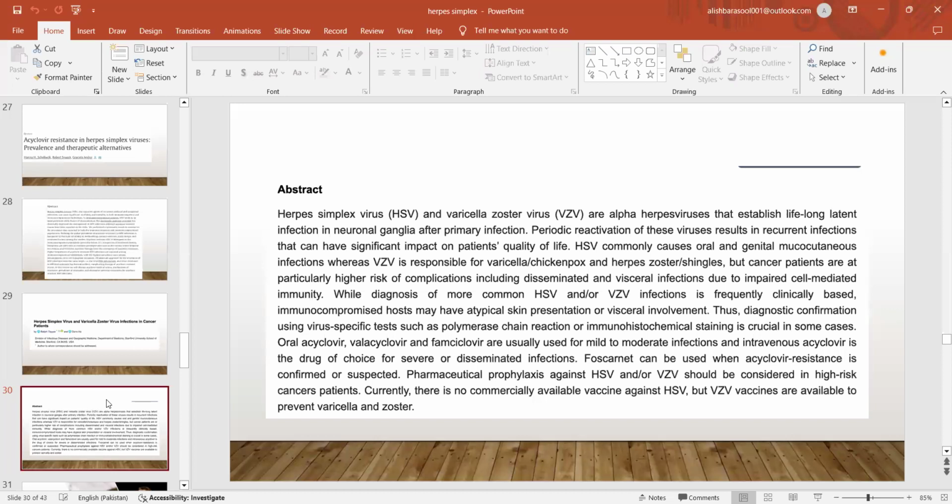Foscarnet can be used when acyclovir resistance is confirmed or suspected. Pharmaceutical prophylaxis against HSV or varicella zoster virus should be considered in high-risk cancer patients. Currently, there is no commercially available vaccine against herpes simplex virus, but varicella zoster virus vaccines are available to prevent varicella and zoster.